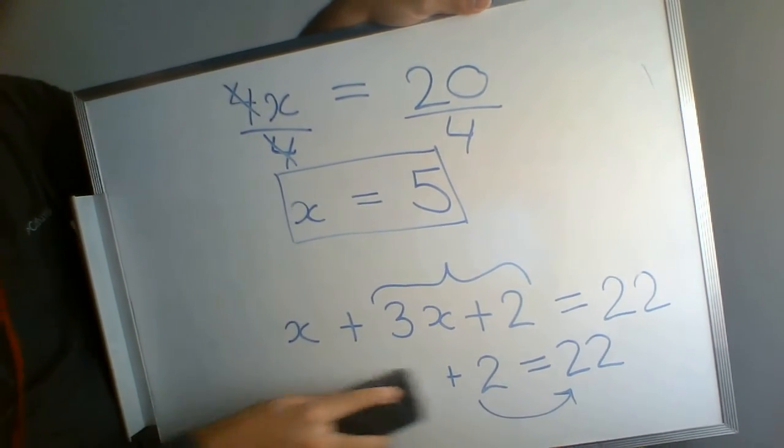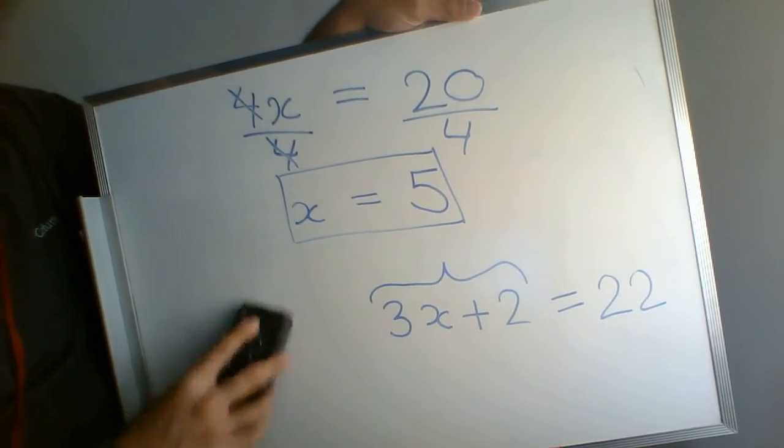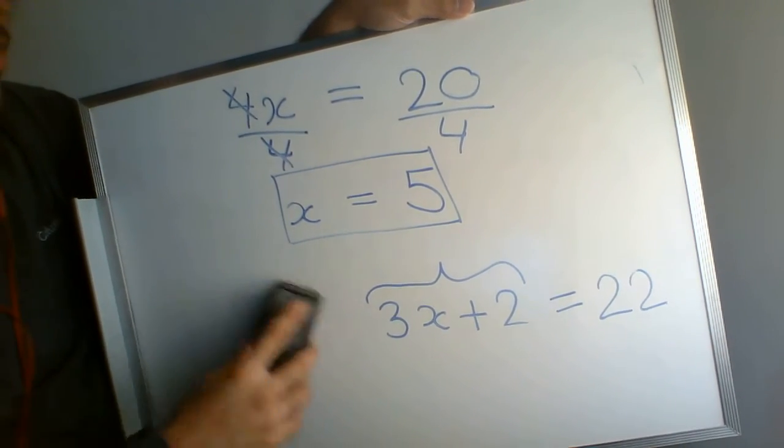So that's one way to do it. 22 minus 5 should give you the right answer, which, if you have gone ahead and done that subtraction, should give you 17.